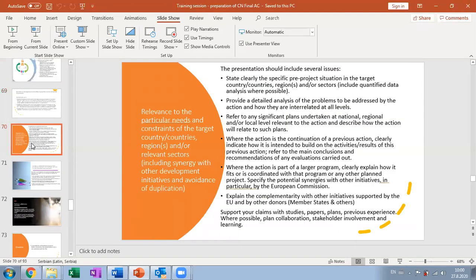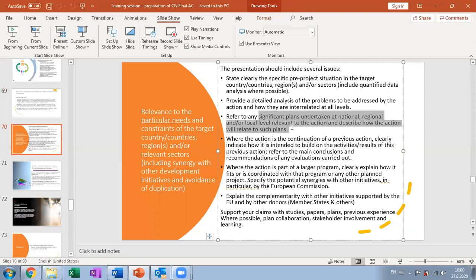And then to move on with the relevant section, this is what you're asked to present when we're talking about the second subsection of the relevance part of your concept notes. Pre-project situation in the target country, detailed analysis of the problems to be addressed, any significant plans that perhaps are undertaken at national, regional, and local level, and how the action relates to such plans.